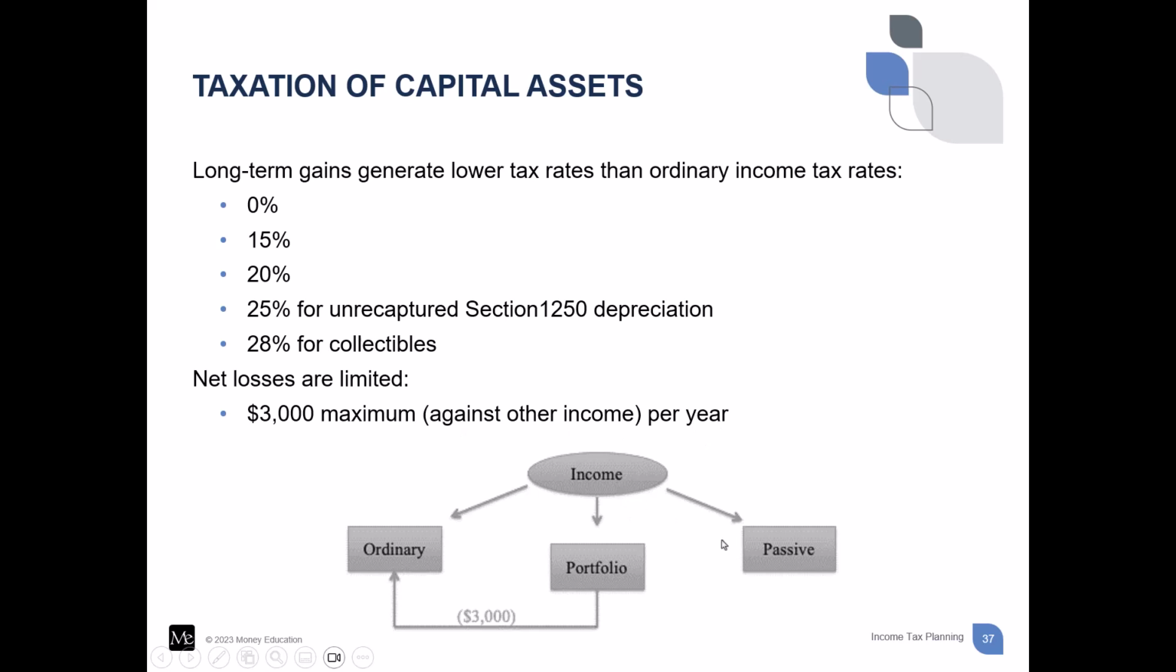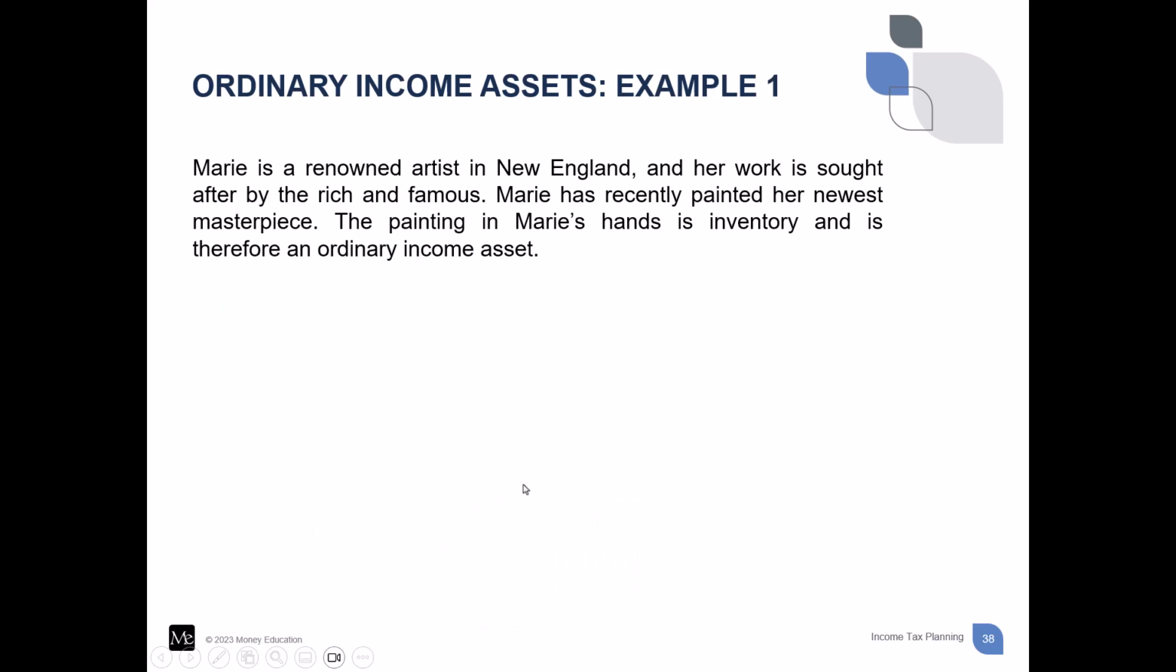So we have passive income, we have portfolio income, and we have ordinary income. So a $3,000 portfolio loss long term on the capital gains can only be deducted $3,000 a year against ordinary.